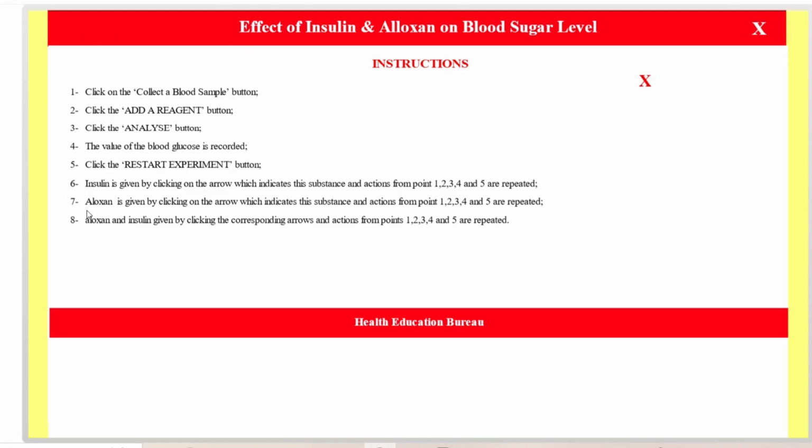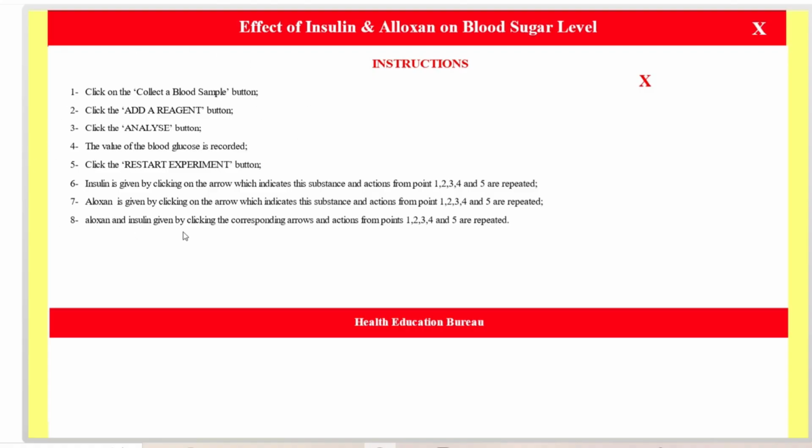Alloxan is given by clicking on the arrow which indicates this substance, and action from point 1, 2, 3, 4, 5 are repeated. Means before giving the Alloxan injection we have to click these buttons again.